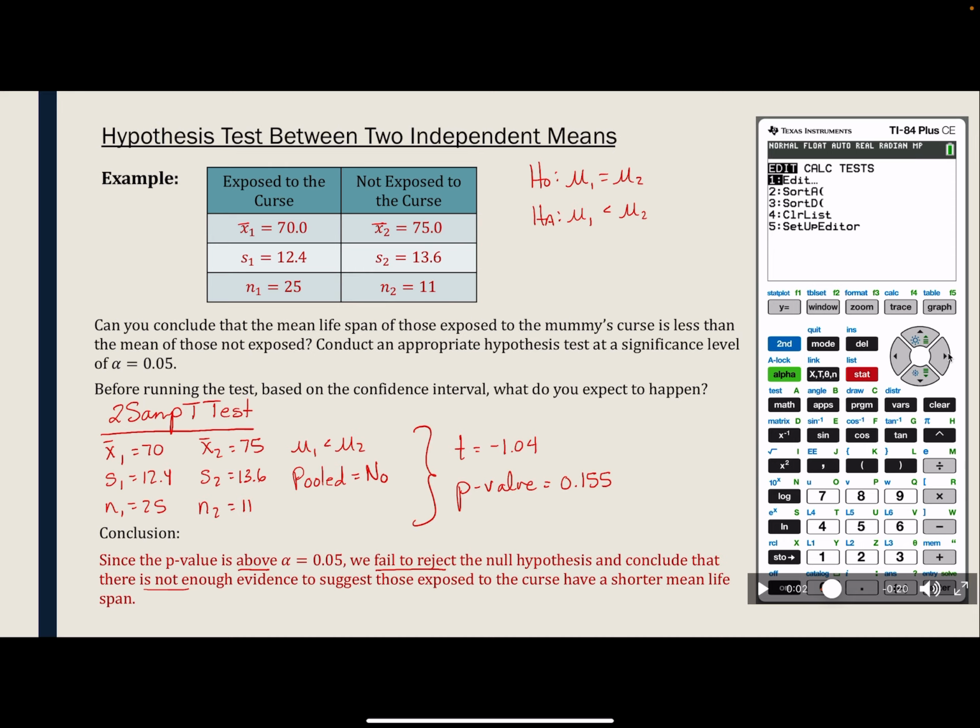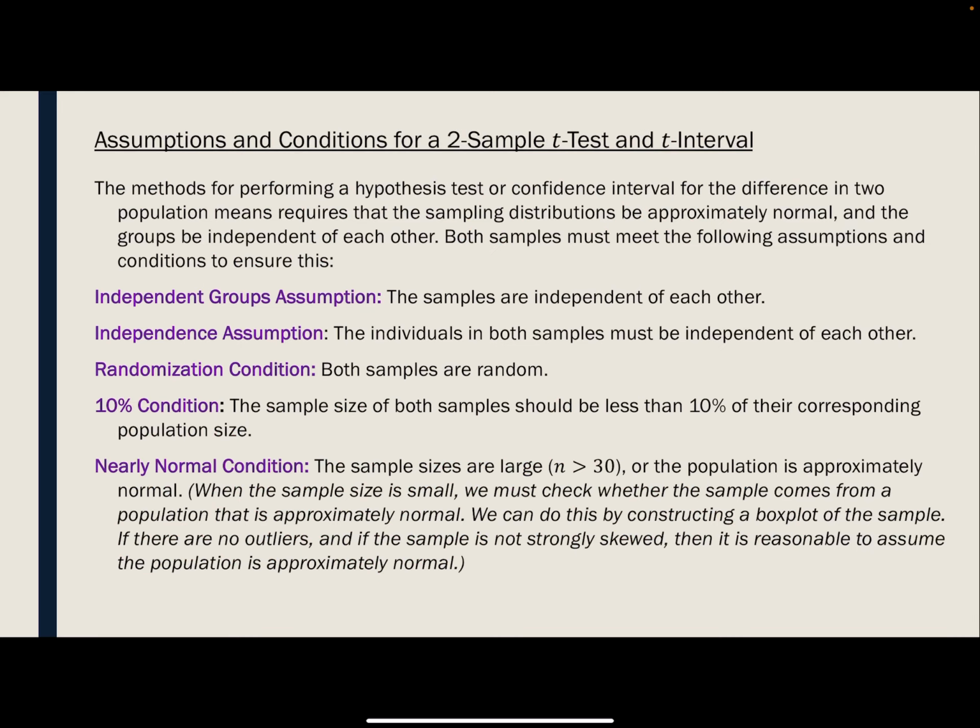So recall that when we did the, I forgot about the assumptions and conditions, I apologize. Again, it's the same assumptions and conditions as the 1-sample t-test and the 1-sample t-interval, except that you have to check them for both samples, including the nearly normal condition. But there's one extra thing, called the independent groups assumption. We need to be able to assume that the two groups are independent from each other. That's going to come into play in Chapter 18, where we'll do a t-test for two groups that aren't independent.